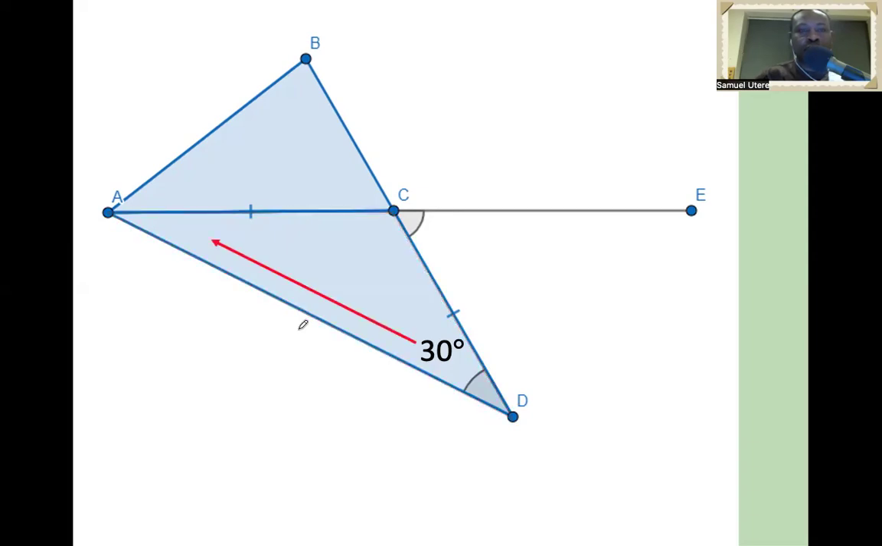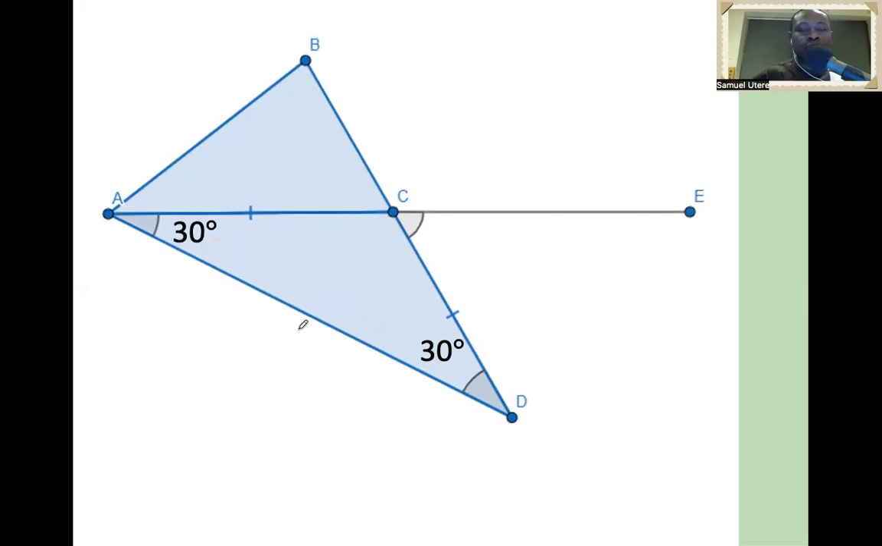So it means that angle there should be 30 degrees as well. Well, what other information do we know about the sum of the angles in a triangle? Because if we have that information, we should be able to find this angle here. And perhaps we could be really close to finding the angle ECD.